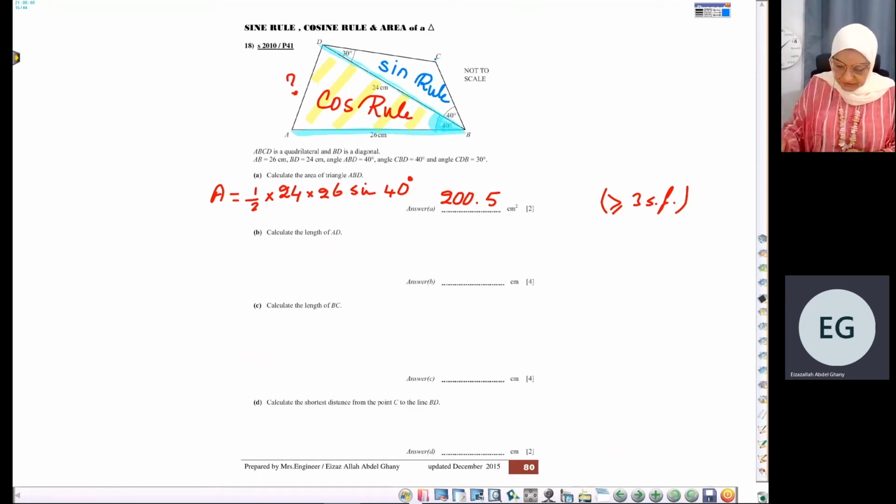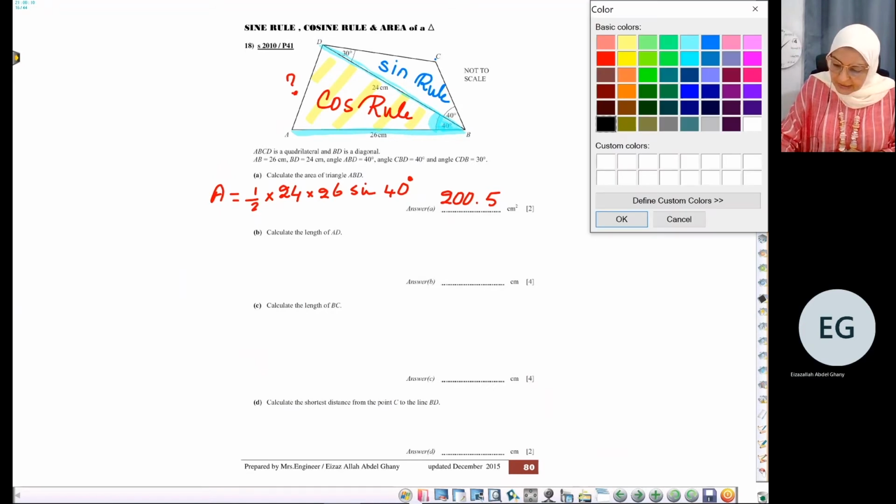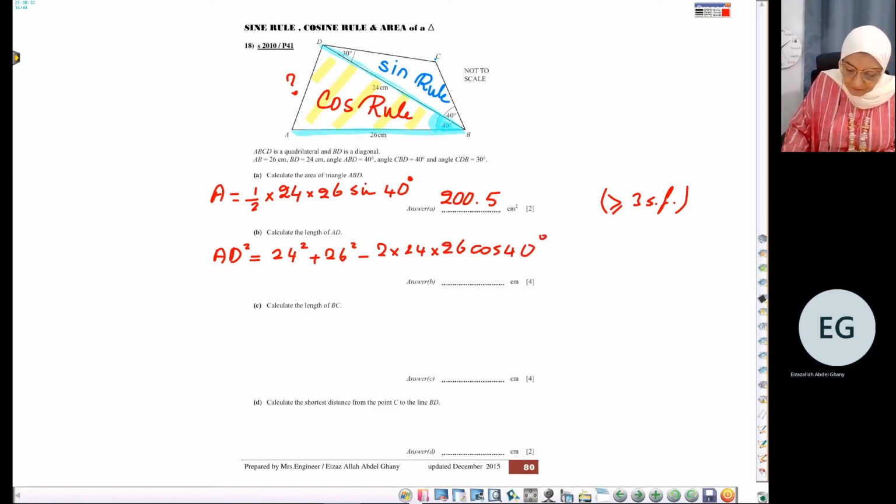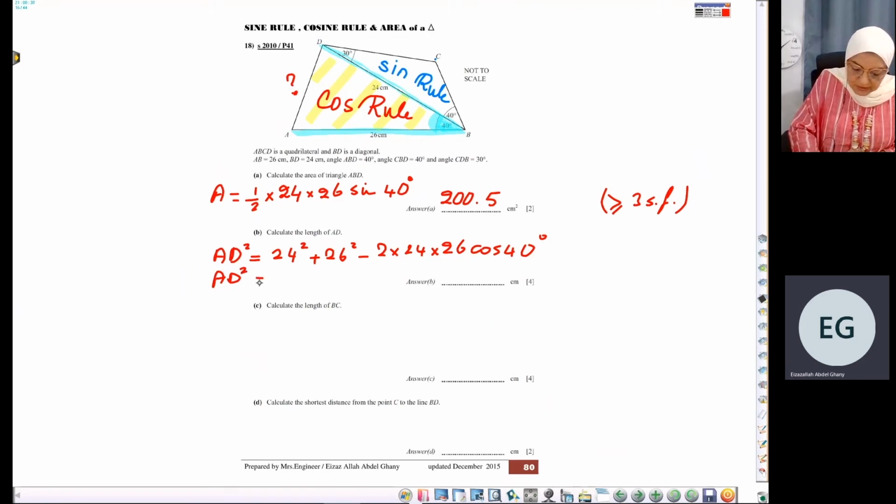Now calculate the length of AD, so it's cosine rule. AD squared, you don't name it X, it has a name. AD squared equals the two sides, you start with them as if it's Pythagoras theorem. 24 squared plus 26 squared minus twice 24 into 26 into cosine the included angle. AD squared is worth 4 marks. You have to show all these steps. AD squared equals something, then AD is square root of your answer.